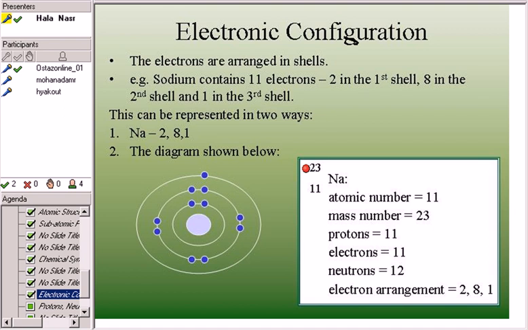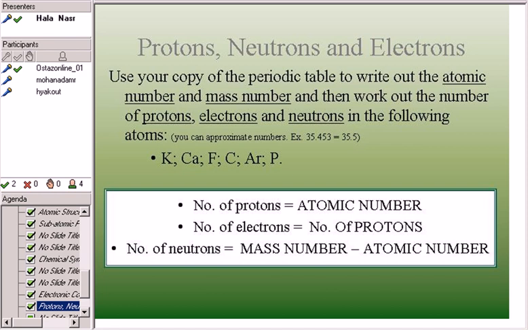So, based on this, if we calculate the number of protons and the number of neutrons together, 11 plus 12 is 23. This represents the mass number. And this is what we said before, that the mass of an atom is at the center, at the nucleus, because it contains the protons and the neutrons together.